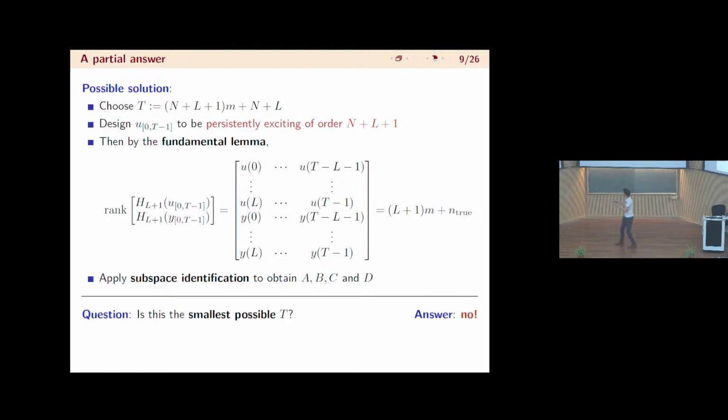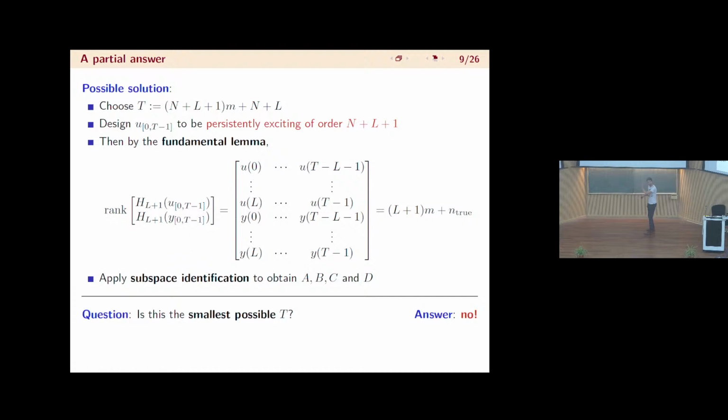So this procedure, obtained from the fundamental lemma, is in principle completely offline. First, we design the sequence of inputs, then we apply these inputs to the system, we collect the output data, and that's it. So sometimes people refer to this as offline experiment design. One way of improving over the fundamental lemma is to, instead of doing an offline procedure, run an online experiment. So let me try to explain what I mean by an online experiment.